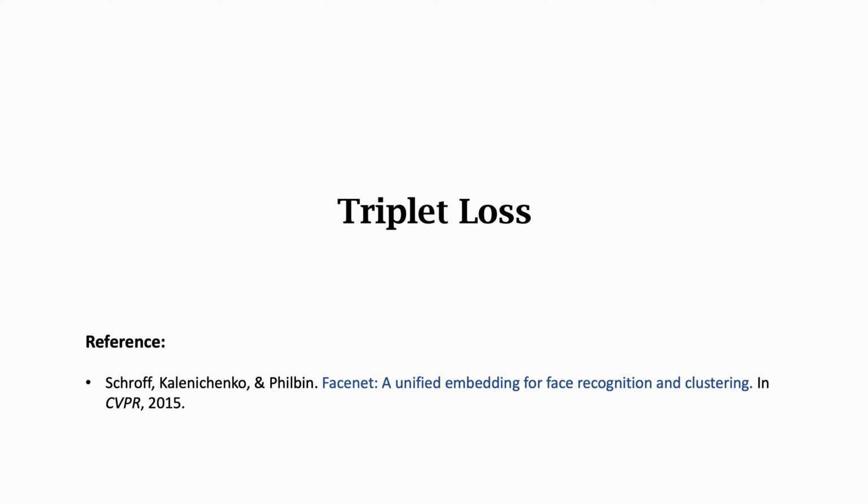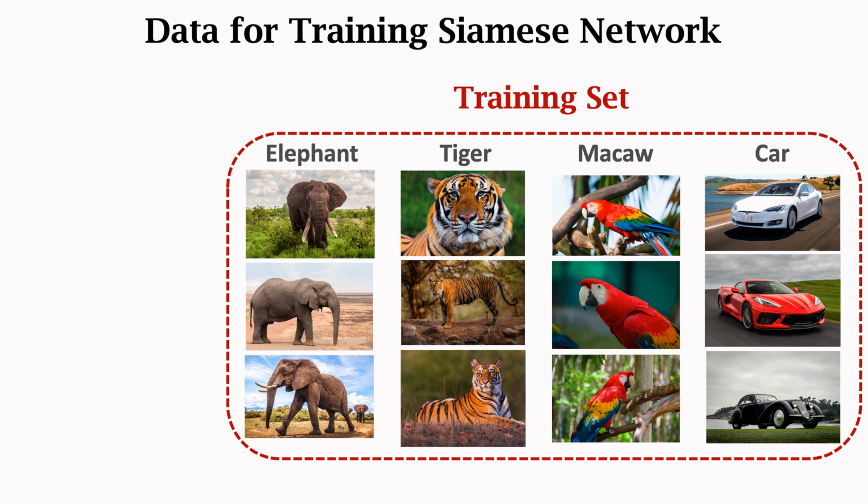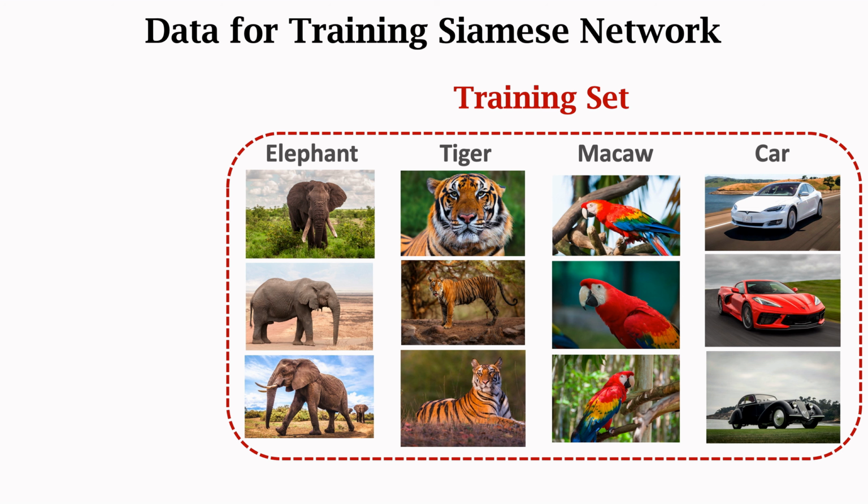We have trained a Siamese network for computing pairwise similarity scores. Next, let's study another method for training the Siamese network. The method is triplet loss. We prepare the training data in a different way. Having such a training set, each time we need to select 3 images as a training sample. It works in 3 steps.